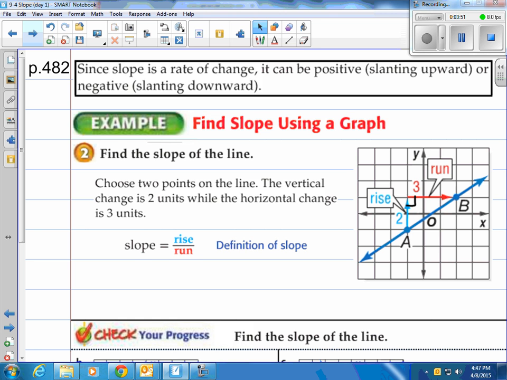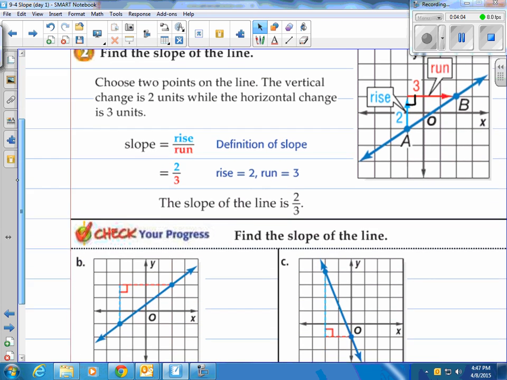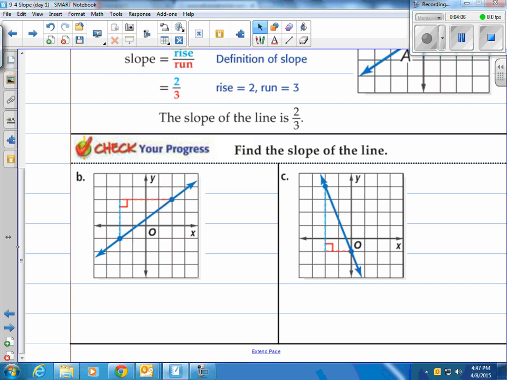That's what you have to remember. Rise is on top, run is on bottom. So you have 2 over 3. And therefore, the slope of the line is 2/3. So that's a 2/3 slope. That's what a line looks like with a 2/3 slope. It's as simple as that, folks.